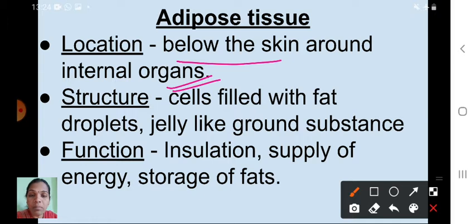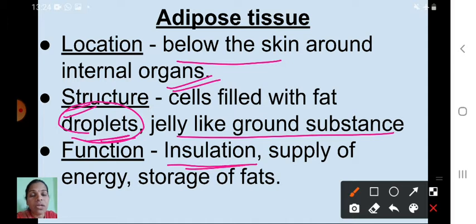So in our body many important internal organs are there. Outside, which one is there? Our skin. So in between our skin and our internal organs, in that space, which one is there? Adipose tissues are there. Okay, what is the structure? Cells filled with fat droplets, jelly-like ground substance. Okay, so what is the structure here? Cells filled with fat droplets, jelly-like ground substance.